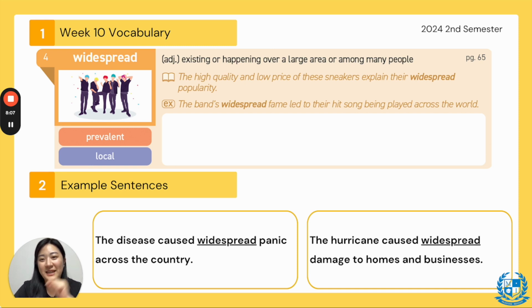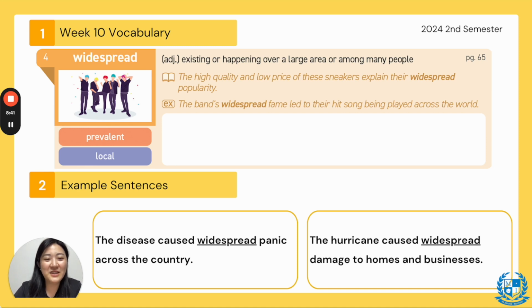Example, let's read together. The band's widespread fame led to their hit song being played across the world. Yes, it reminds me of some K-pop group that we always sing before. It was popular everywhere. It was widespread. Let's look here. It says the disease caused widespread panic across the country. But if it was widespread, maybe it's not just a country, but maybe it's the whole world.